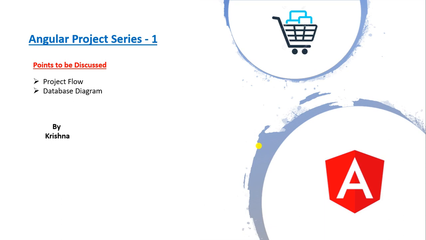So today we are going to discuss the project we have planned, that is the e-commerce project. This is part 1 of that. If you have not watched part 0, you can go back to my channel and watch it, so that you can get a clear picture of what the planned project is about. And in this video we are going to discuss mainly 2 points. One is the project flow and another one is the database diagram of this project.